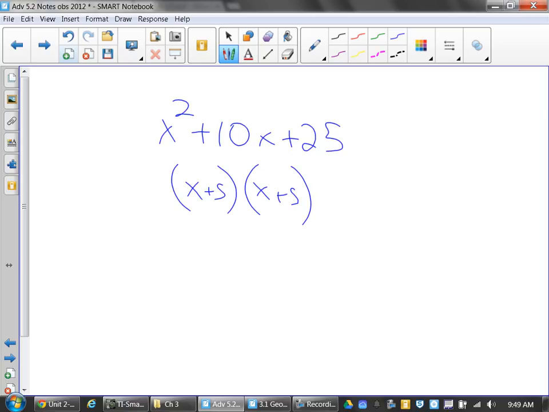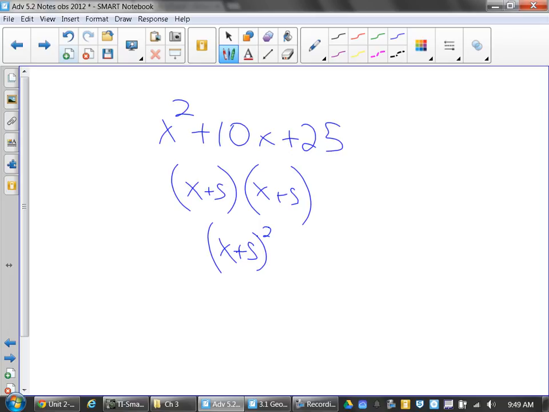Now, another thing that they will do with this, instead of writing it as x plus 5 times x plus 5, they write it as x plus 5 quantity squared. Junk times junk is junk squared. That's it. You ever heard that before? Junk times junk? Yeah. We use that a lot.